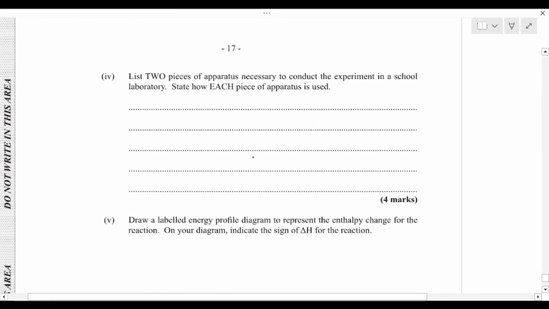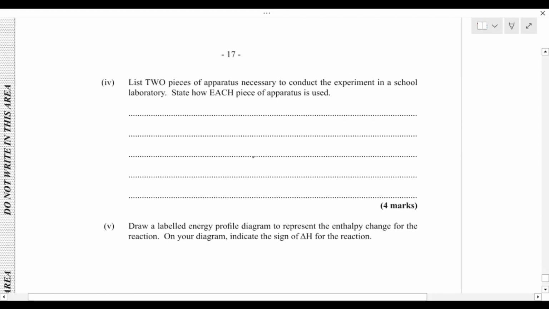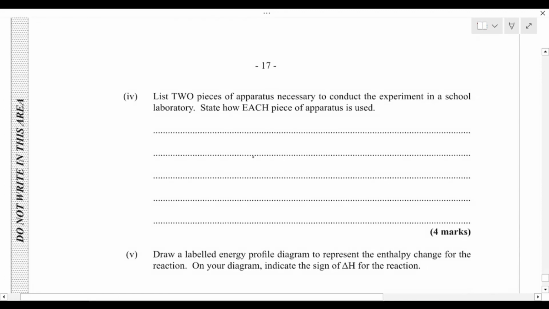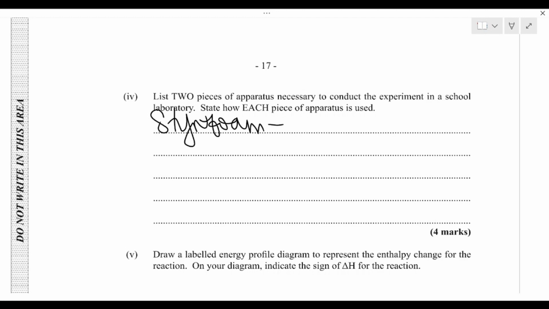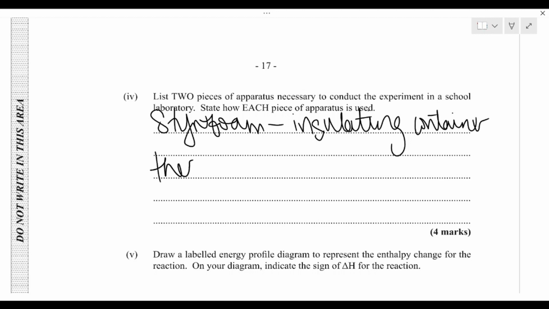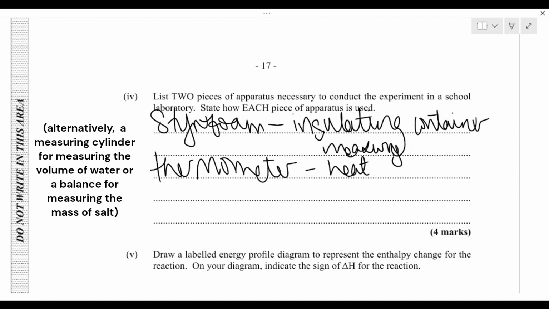So the next question asks us to list 2 pieces of apparatus necessary to conduct the experiment in a school lab and state how each piece is used. So as we looked at earlier, you're going to have our styrofoam or polystyrene cup, insulating container or calorimeter, and of course our thermometer for measuring heat change. Easy 4 marks.